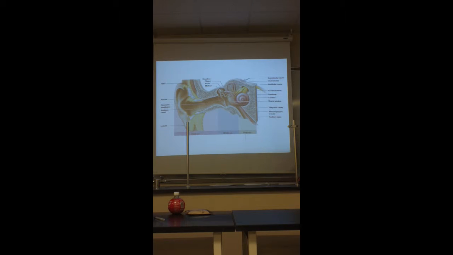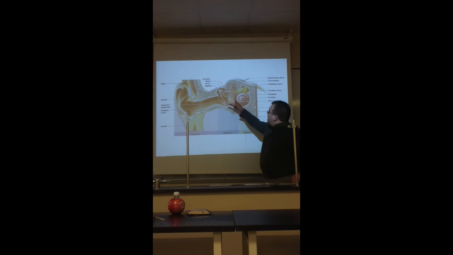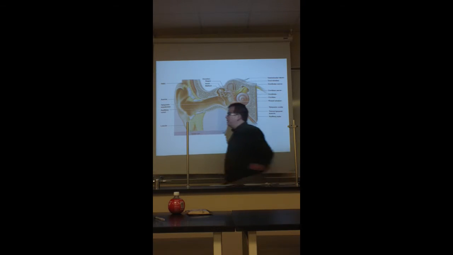Now when we talk about the vestibule, we're going to come back to these terms saccule and utricle in just a little bit. You can't see them right now. So we'll come back to those two terms. Those make up what we're going to call the macula. M-A-C-U-L-A.